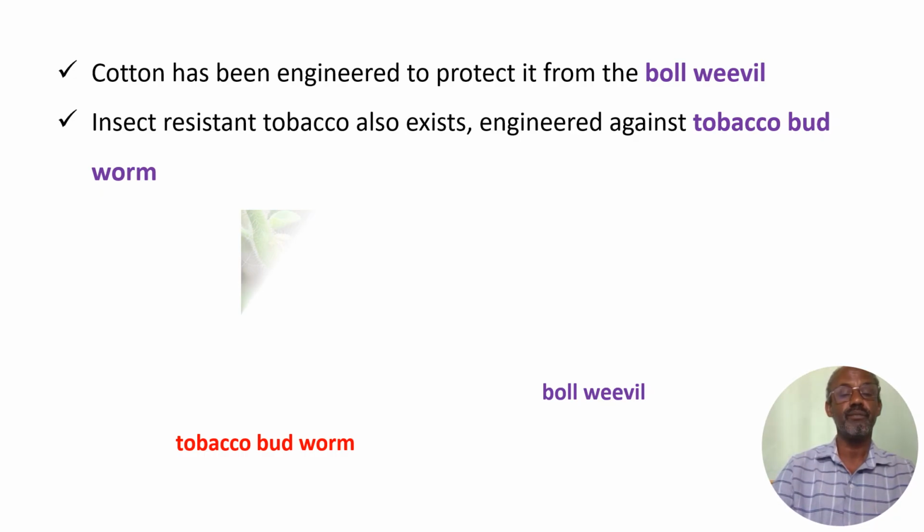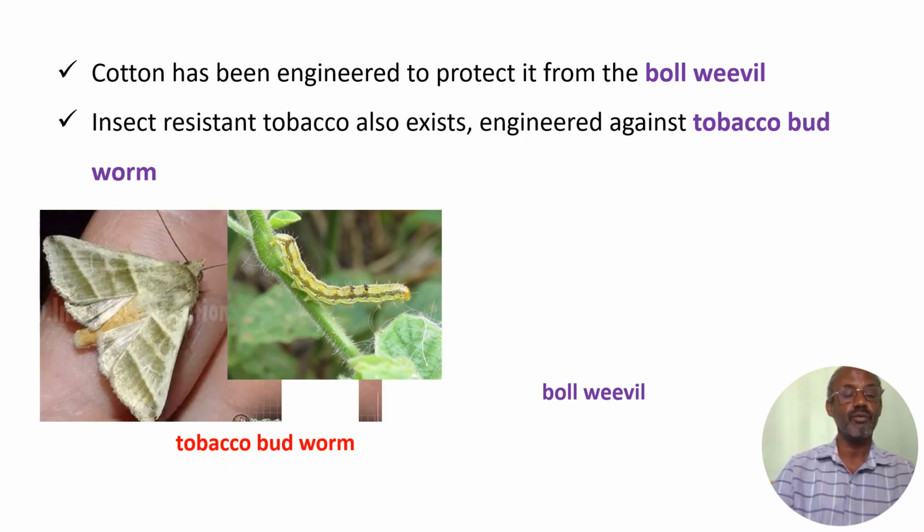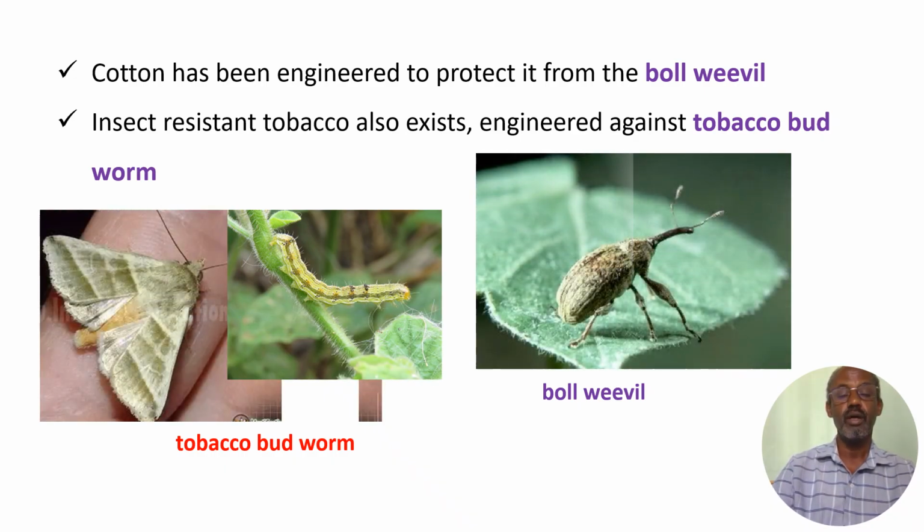The boll weevil. This is, of course, the tobacco budworm. The boll weevil, you can see in the diagram. This is one enemy of cotton, of course. So if we genetically engineer cotton by using the Bacillus thuringiensis gene, the Cry protein producing gene, we can control this enemy of the cotton. The other insect resistant plant is tobacco, also engineered against the tobacco budworm.